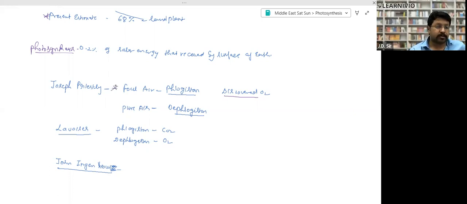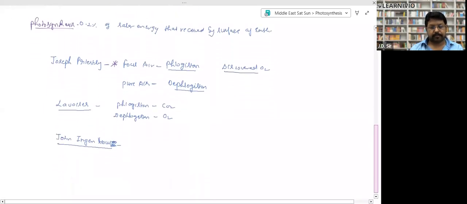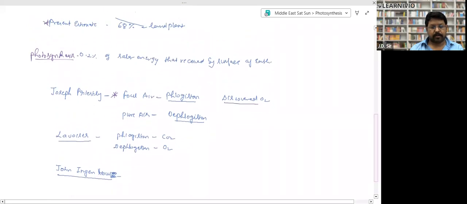The question was, what is dephlogiston? He used dephlogiston for oxygen, and phlogiston for carbon dioxide. Is that clear? Lavoisier was another scientist. Lavoisier said that phlogiston is carbon dioxide and dephlogiston is O2. Please take a screenshot of this one.